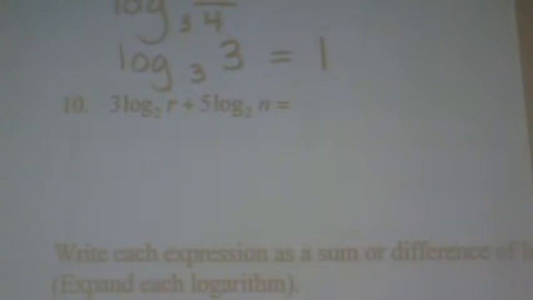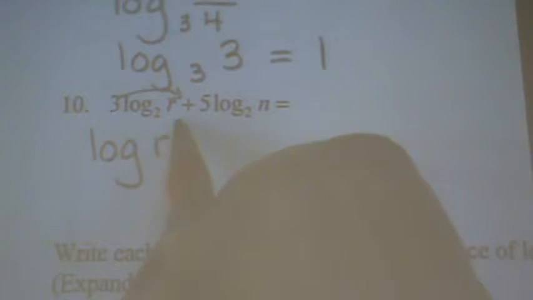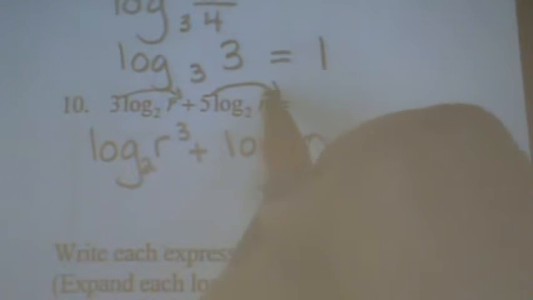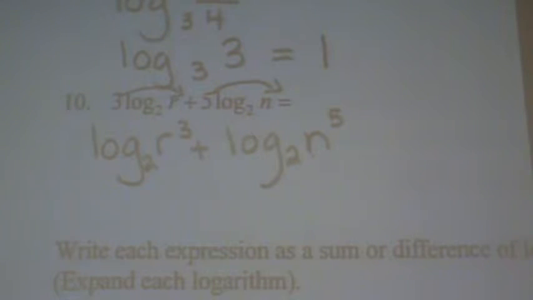Okay, what about number 10? 10's got a couple of issues. We've got a power rule going on twice, and we've got the product rule. So what I would first do is look for a power. See this 3? You're going to back this up. This 3 is really r cubed. So this is really the log of r cubed base 2 plus the log of n to the what power? 5th base 2. So that was step 1. Get rid of the powers. Bring the powers back where they belong.